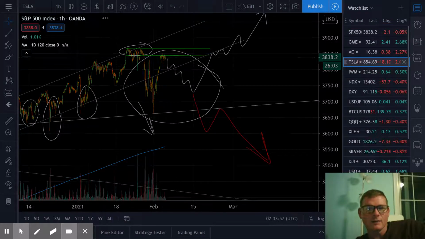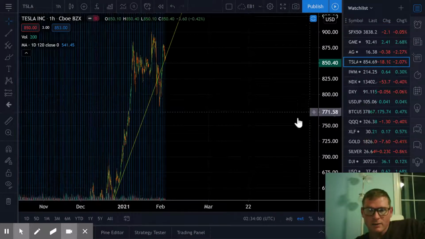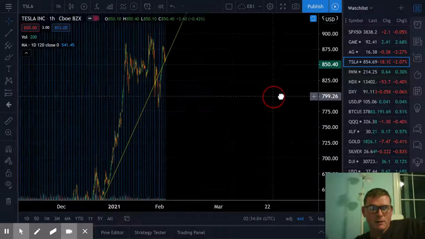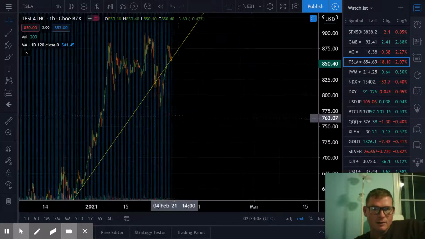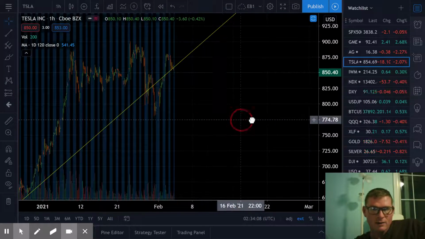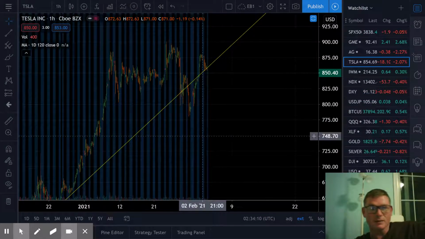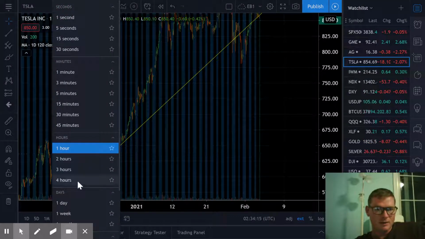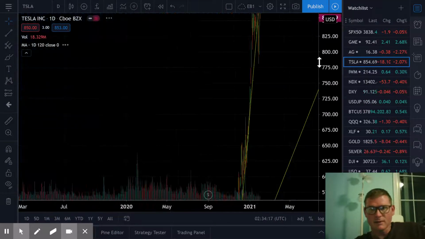Tesla, I wanted to look at Tesla because Tesla's doing a very similar pattern. So Tesla broke down off of its trend line, which is dangerous looking. And now it's kind of pulled back up. This is a super long-term bubble trend line. Let me go out to dailies and let's look at Tesla.